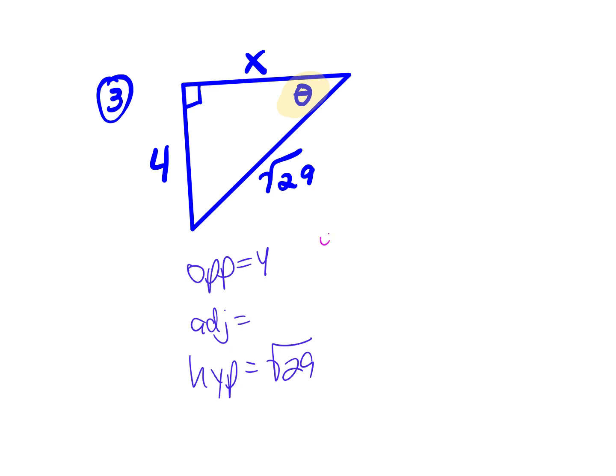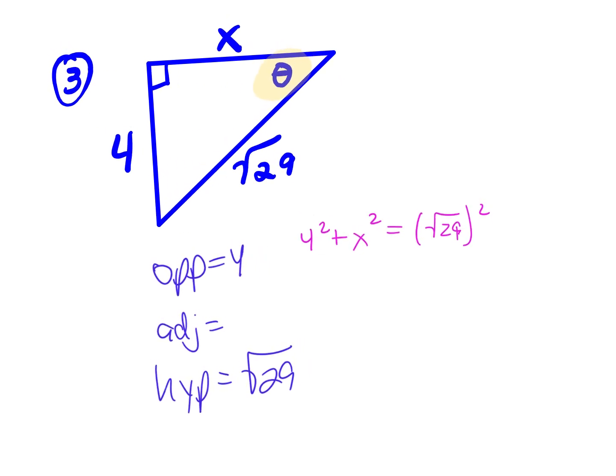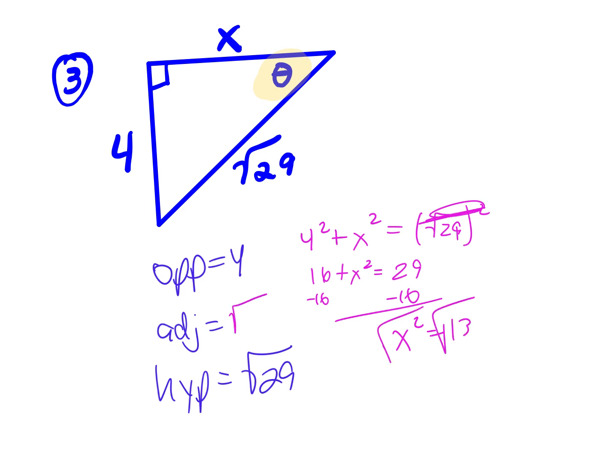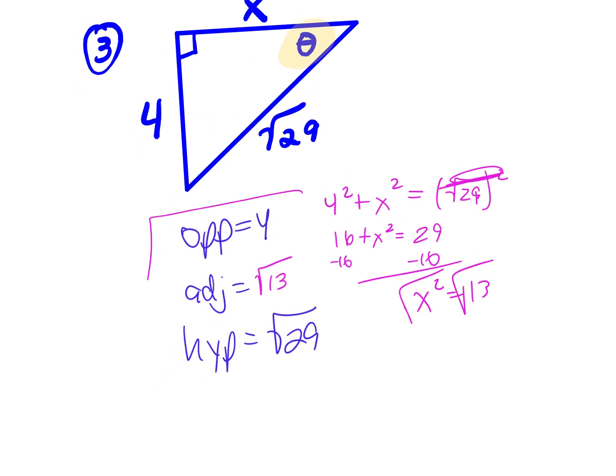I have 4 squared plus x squared equals the square root of 29 squared. Well, 4 squared is 16 plus x squared equals. What happens when you square a square root? It cancels out. This is just 29. So now we're going to subtract 16 from both sides. X squared equals what? 13. So you take the square root. So your adjacent side is the square root of 13, right? This is a little bit different because we have 2 radicals here. Where can you not have a radical in your answer? In the denominator. If you have one in the numerator, it's fine.